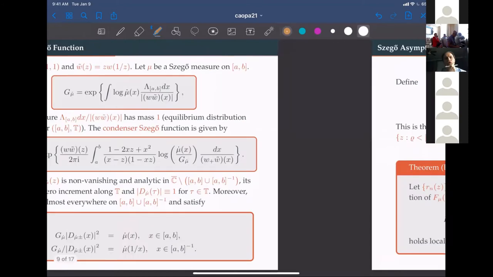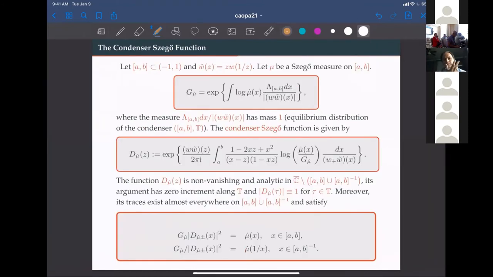The Zeigler function needs to be replaced by what I will call a condenser Zeigler function here in this case. So what's going on? Now my interval AB is inside of -1, 1, because my singularities need to be inside of the limit disk. W tilde will stand for the reflection of my square root. So I take the square root evaluated at 1 over z, multiplied by z. Then that would be the condenser geometric mean.